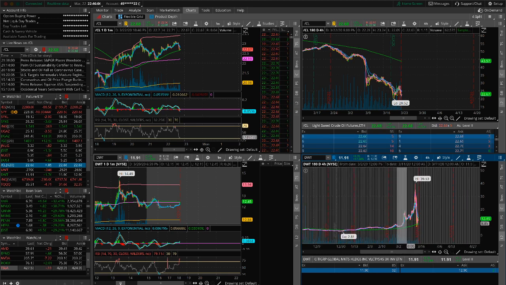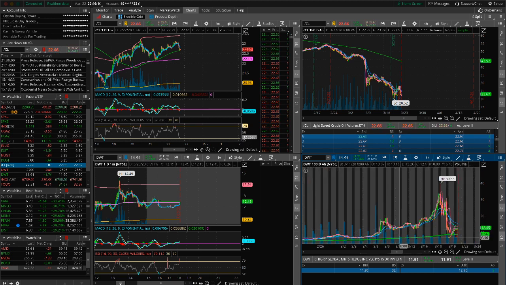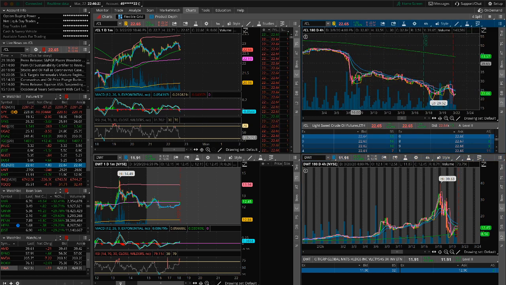Let me go back to it. Right here on 3.9, it's gapping up, right? It's gapping up from pre-market all the way up until the next day because it was on a weekend, right? So it's gapping up pre-market, and it continued up the rest of the day because it had a gap. Crude oil went down, so DWT went up. It's inverse ETFs. As crude oil sold off, DWT would go up.